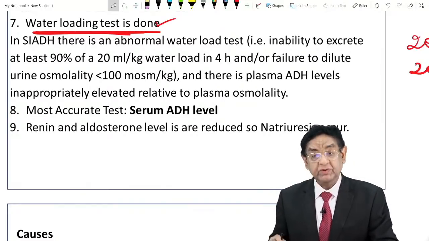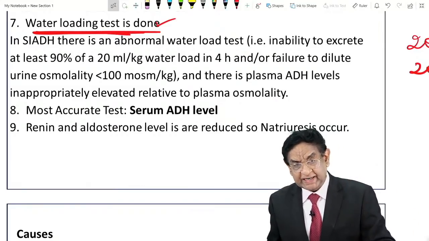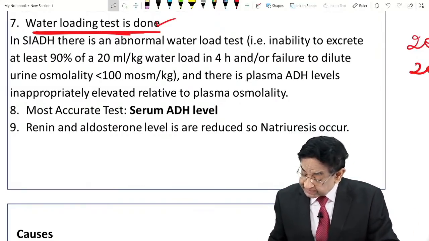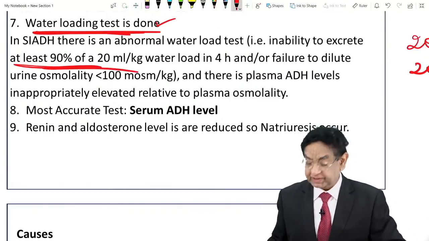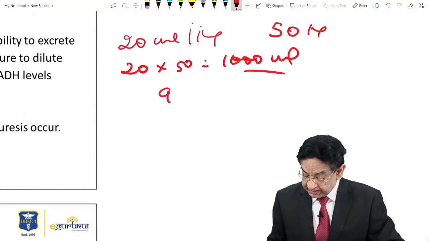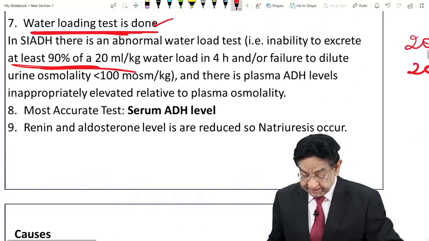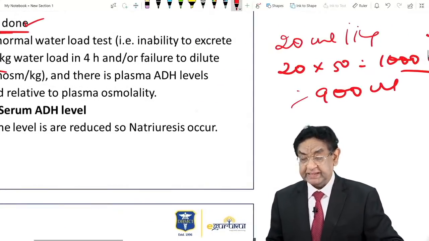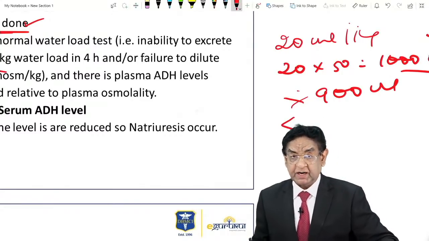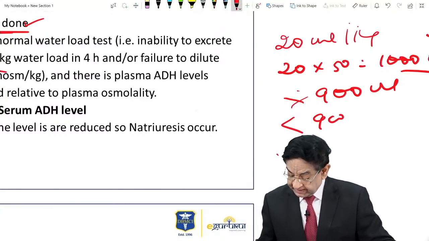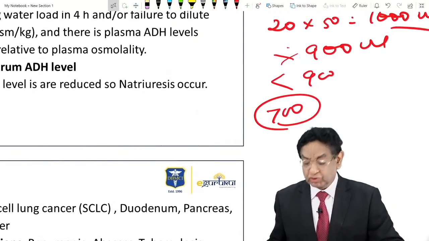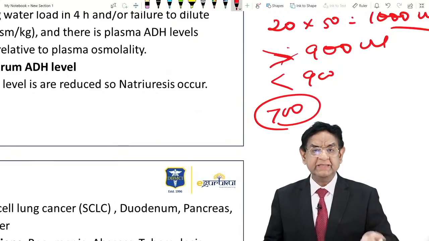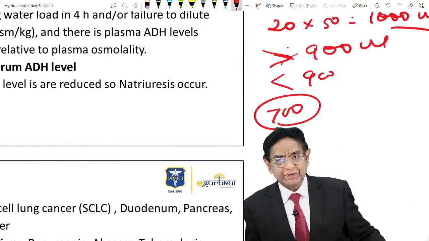Then in a normal person, if he takes 1 liter of fluid, he will pass at least 90% of the water. That means in the next 4 hours, a normal person will pass about 900 ml. But in this case, the amount of water coming out will be less than 900. Let's say only 700 ml of urine comes out.